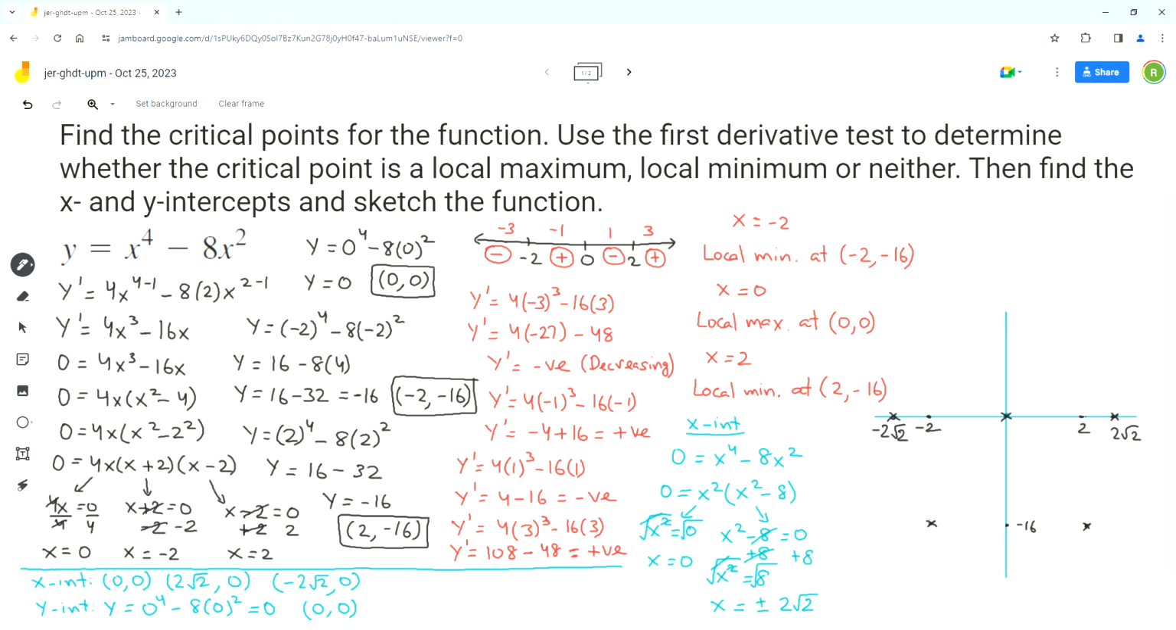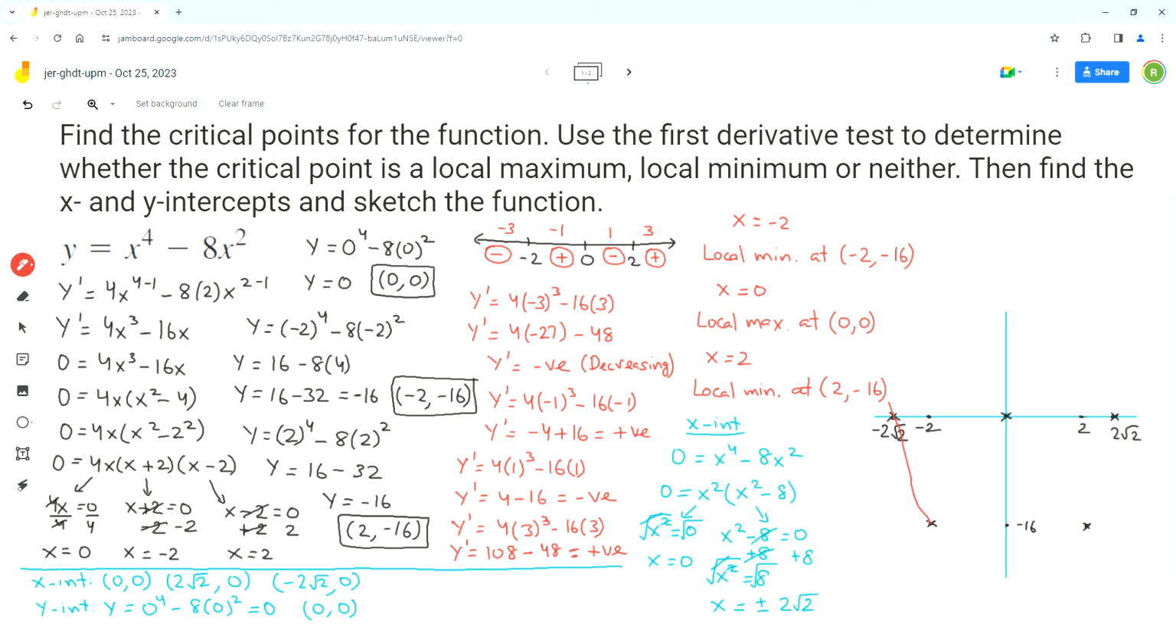Now we can use the results from the first derivative test. Now to the left side of x equals negative 2, the function is decreasing. So that means the graph has to slope downward from left to right. So we can draw the curve. I'll use a different color here now. So we can draw the curve like this. It will pass through the x-intercept and get down all the way to the first local minimum at x equals negative 2.